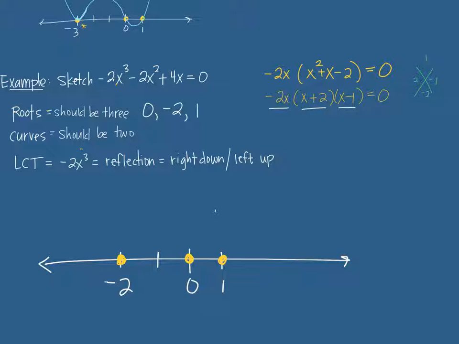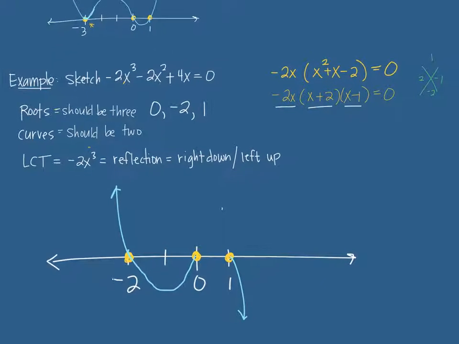The right side is going to go down. The left side is going to go up. I need 2 curves, and I'm just going to pass through all these points because none of them are starred as a double root, so I simply pass through. And I have my first curve between negative 2 and 0, and my second curve between 0 and 1. And then your graph is done.